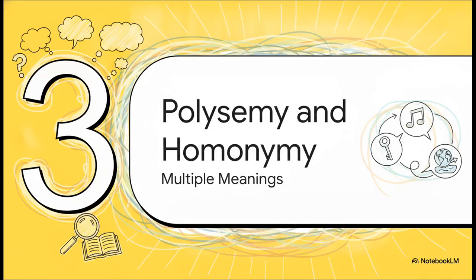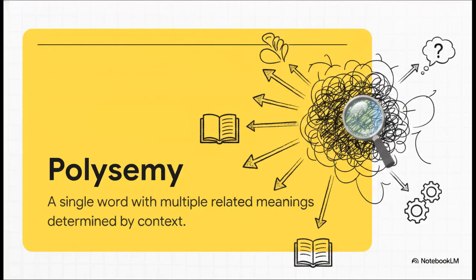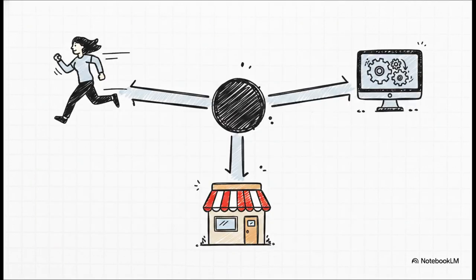Okay, on to section 3, polysemy and homonymy, dealing with multiple meanings and identical spellings. So what is polysemy? It's a relationship where a single word has multiple related meanings. And the secret to unlocking which meaning is intended, it is entirely determined by the surrounding context. It's honestly fascinating how one single word can adapt and shift its identity depending entirely on the sentence it lives inside of. Let's break this down step by step using the word run.